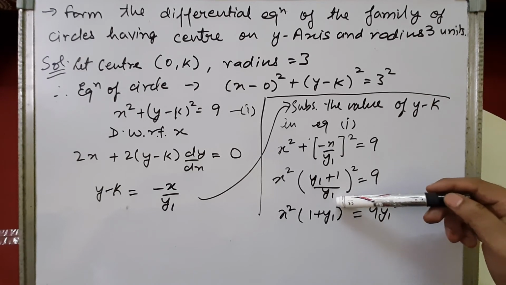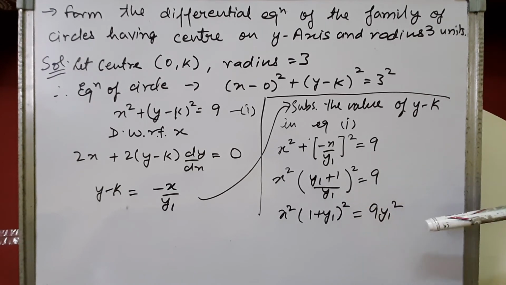Now cross multiplying this y1², we'll get the differential equation, which is x²(1 + y1²) = 9y1². So this is the required differential equation of the family of circles whose center lies on the y-axis and radius 3 units. Please note down the solution.